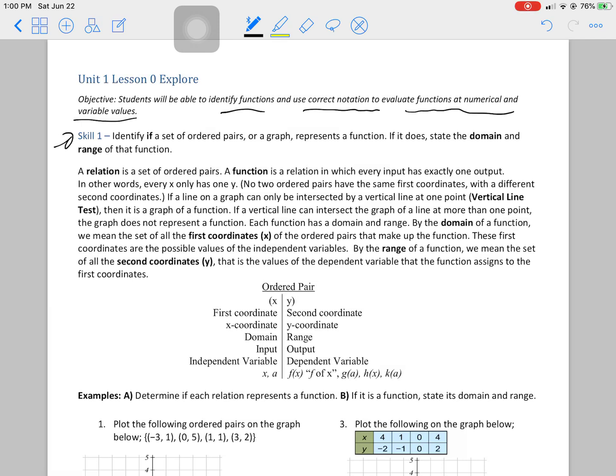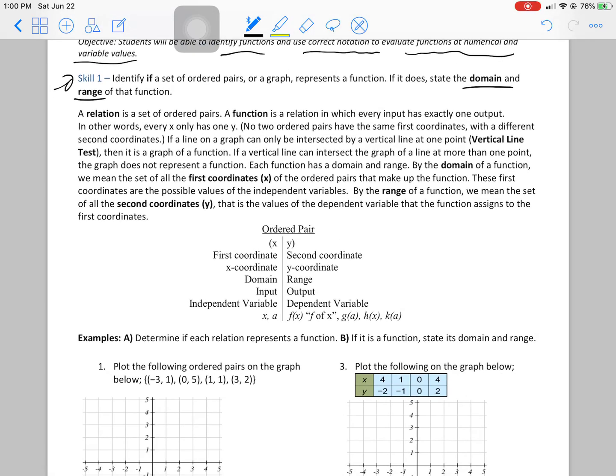Okay, if it is a function, it has a domain and range of that function. How far do the x's go up or down? How far do the y values go up or down? Okay, so a relation is a set of ordered pairs. A function is a special type of relation in which every input has exactly one output. In other words, every x only has one y.